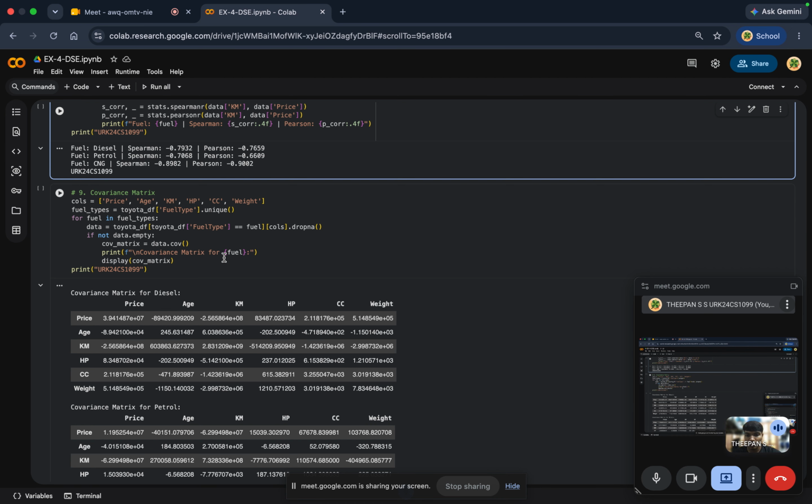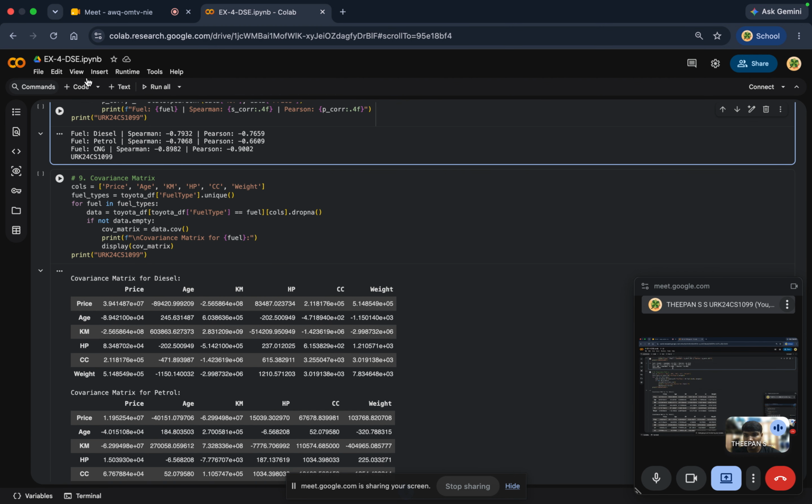Okay, I can go to the ninth question. The ninth question is a very easy question, the covariance matrix. The goal of the ninth question is to determine the directional joint variability between all the numeric features, for example the price, age, km, hp, cc, and weight, you can see here.